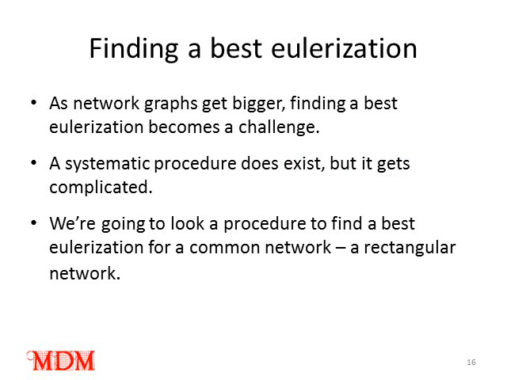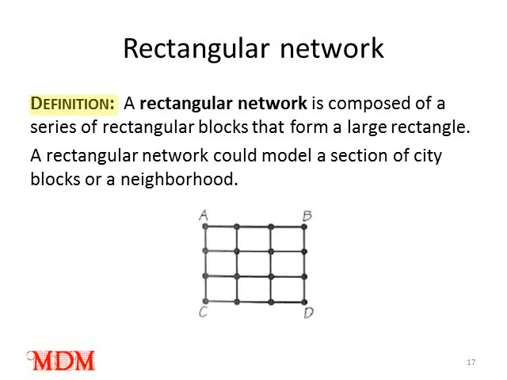Now, as network graphs get bigger, finding a best Eulerization becomes a real challenge. A systematic procedure does exist, but it gets complicated. We're going to look at a procedure to find a best Eulerization for a common network, a rectangular network. So first, let's define what a rectangular network is. A rectangular network is composed of a series of rectangular blocks that form a large rectangle. An example is given below. A rectangular network could model a section of city blocks or a neighborhood.